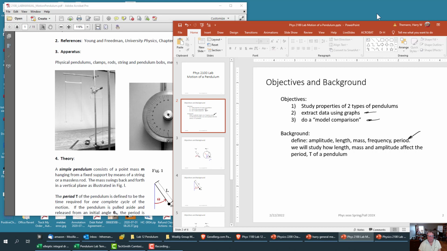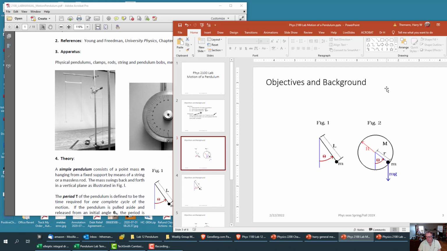So what you need then, after objectives, is to make definitions of these terms. And then we're going to study how length, mass, and amplitude can affect the period, capital T, of a pendulum. And also, in the case of these pendulums, amplitude is expressed in terms of an angle theta. So make sure your logbooks have something that explains that.